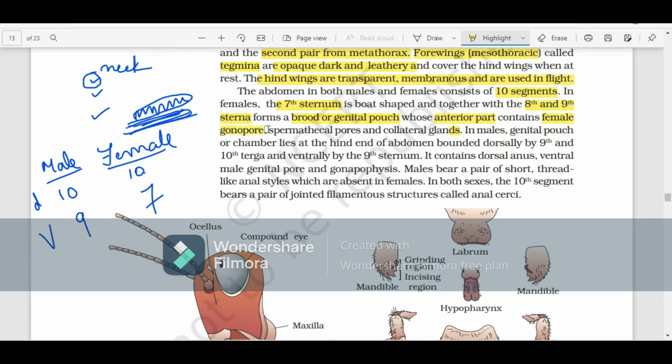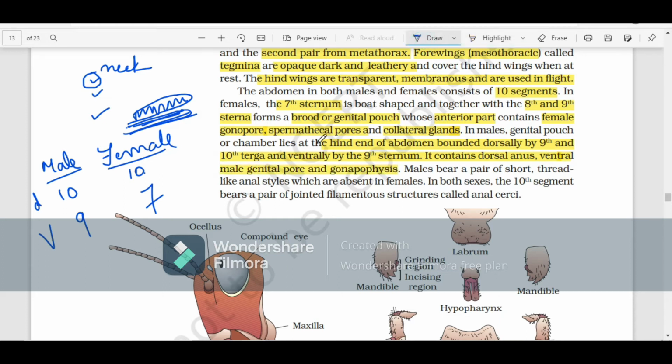We'll see this in the reproductive section: spermathecal pores and collateral glands. These collateral glands help in the secretion of ootheca. Now in males, the genital pouch or chamber lies at the hind end of the abdomen, bounded dorsally by the ninth and 10th terga, and ventrally by the ninth sternum. It has a dorsal anus, ventral male genital pore, and gonapophysis.